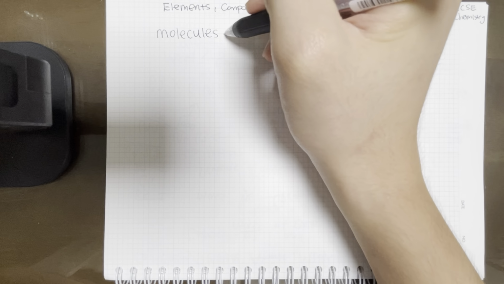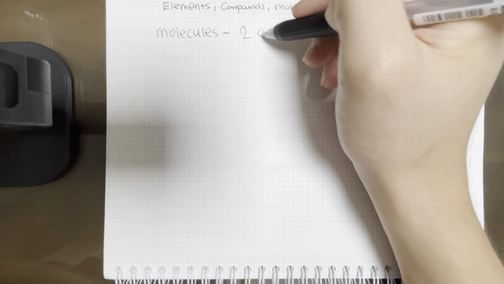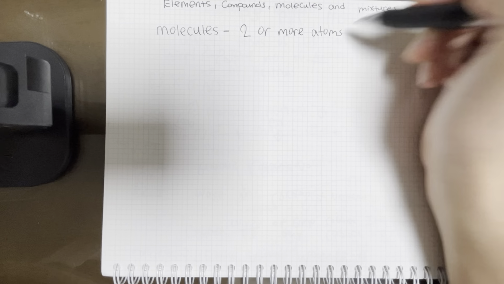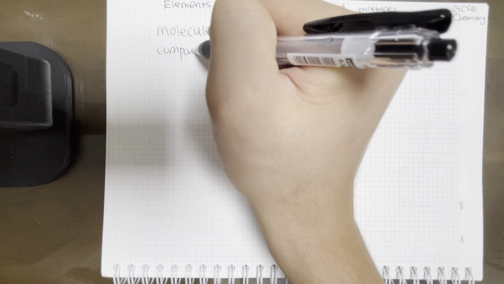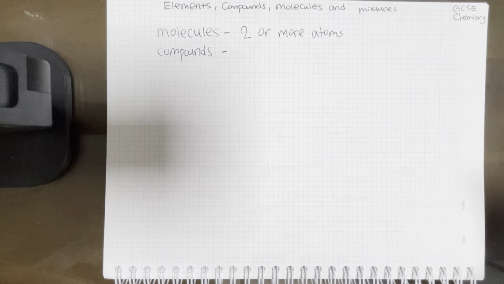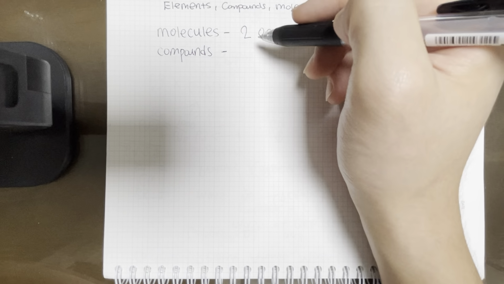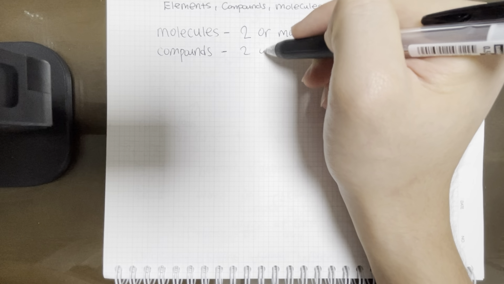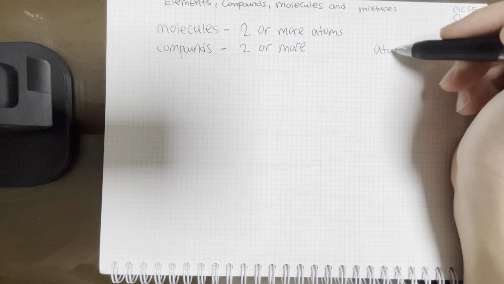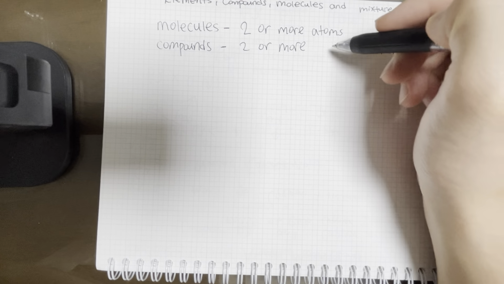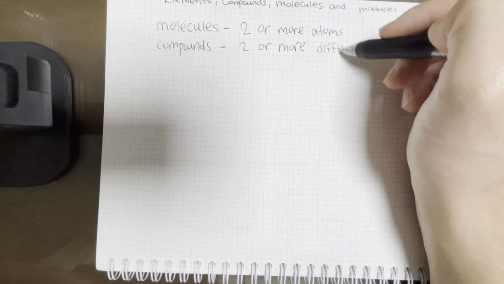Now what exactly are molecules? Molecules are when two or more atoms are chemically joined together. Two or more atoms. And we have compounds. Compounds and molecules are very similar to each other. Compounds are two or more different atoms. So up to here it's the same, and even the atom is the same, but the keyword is different.